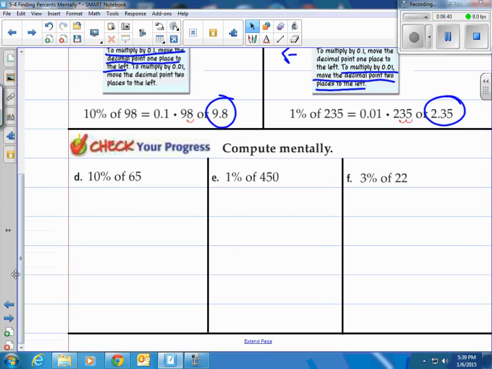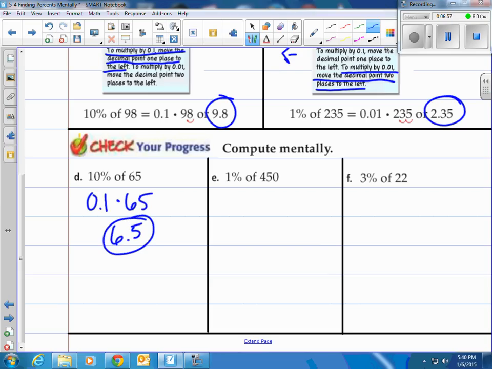All right, you give it a shot here. Come on back, see how you do. 10% of 65. I just told you. This is 1 decimal spot because it's 0.1. This is the math behind it. But really all you're doing is moving the decimal over 1 spot. It's 6.5. That's how fast you can do those.